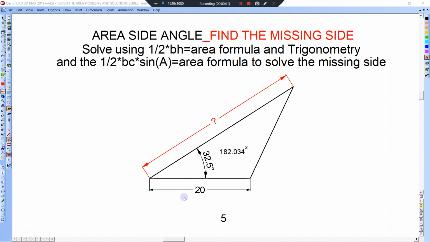Welcome to video 5. We are going to solve for the missing side. We're going to use two different formulas to solve it. We're going to use the one-half base times height equals area formula, and the one-half BC times the sine of A formula. And we're going to solve it both ways. So let's jump into the first one.